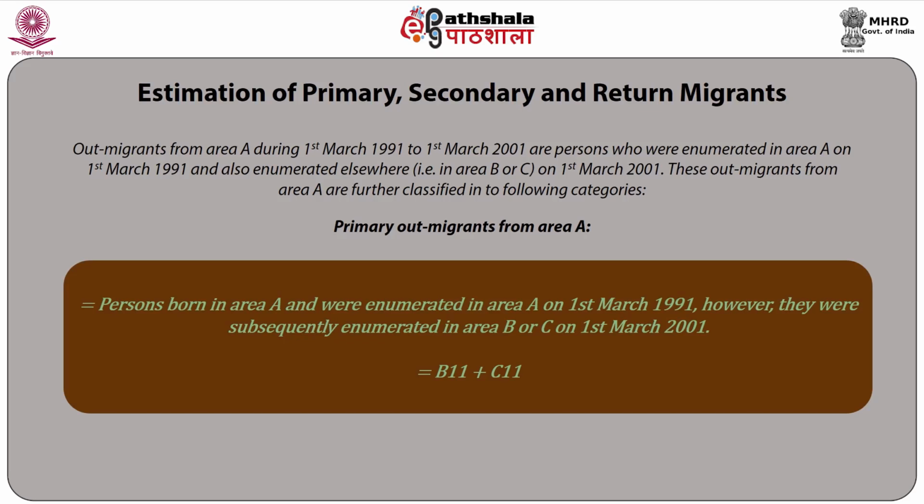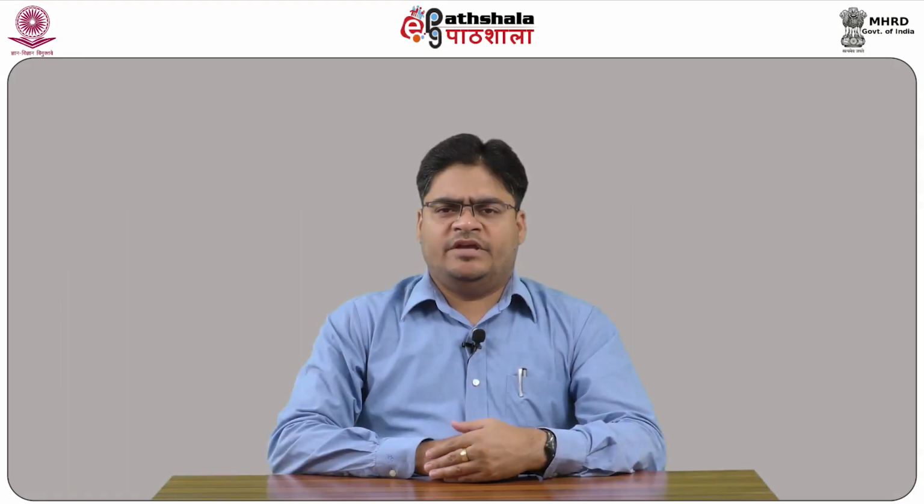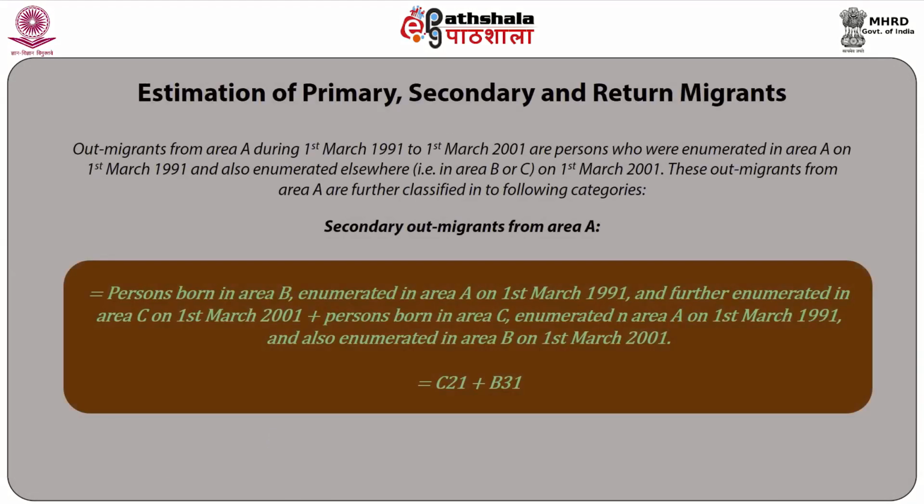Secondary out migrants from Area A equal persons born in Area B enumerated in Area A on 1st March 1991 and further enumerated in Area C on 1st March 2001, plus persons born in Area C enumerated in Area A on 1st March 1991 and also enumerated in Area B on 1st March 2001, equal to C21 plus B31.